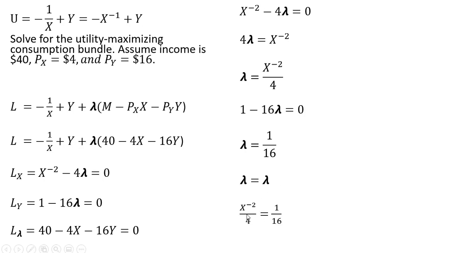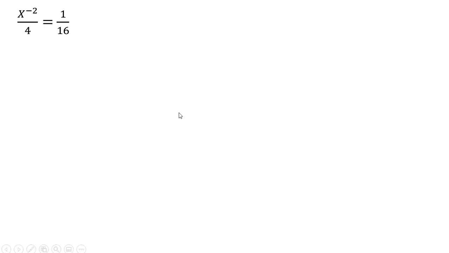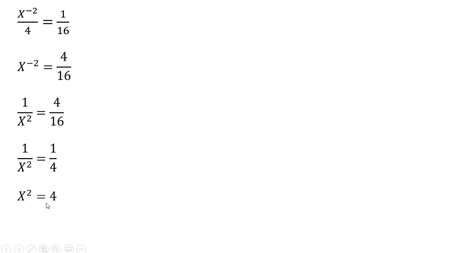And now we're going to solve here for x. So doing that over here. Again, after setting lambda equal to lambda, and now solving for x, multiplying through by 4, following the rules of exponents, bringing that x down into the denominator, simplifying the right-hand side, and then multiplying through by 4 and multiplying through by x squared. And then taking the square root of both sides, x equals 2.